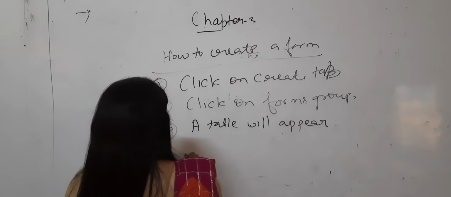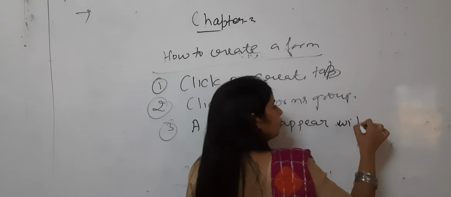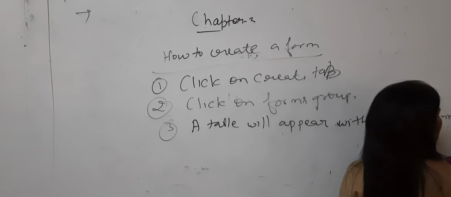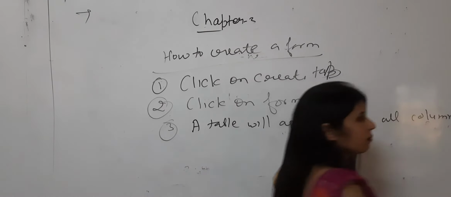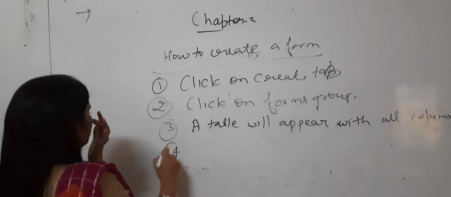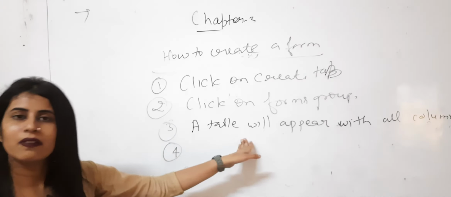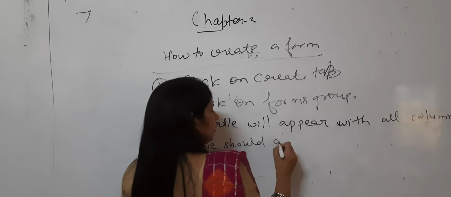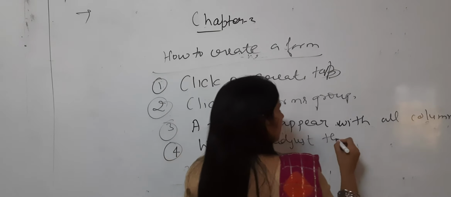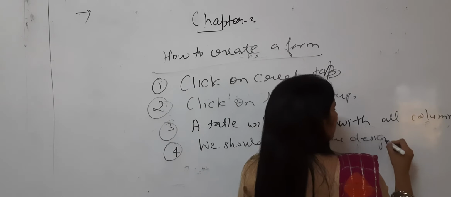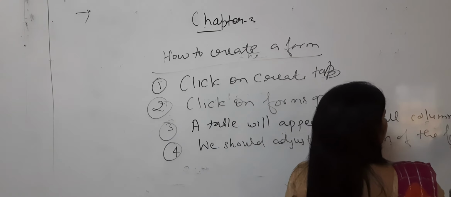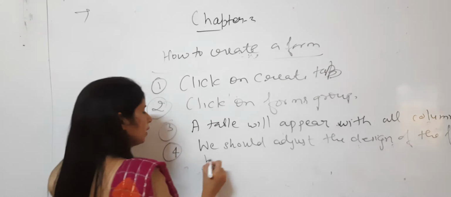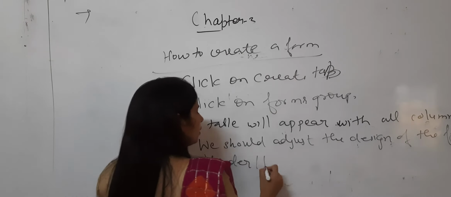By default it will show you all columns. We should adjust the design of the form. We can adjust the design of the form by clicking on the Header/Footer option.